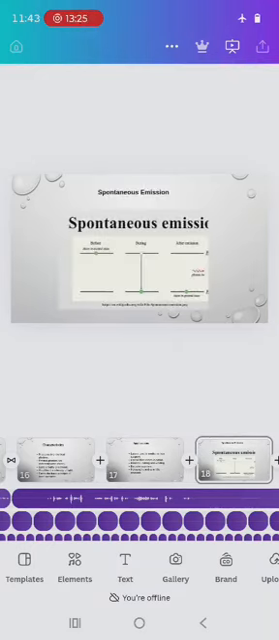Next one is spontaneous emission. This diagram represents, the first one is before emission, the last one is after emission, and the center image is during the emission.